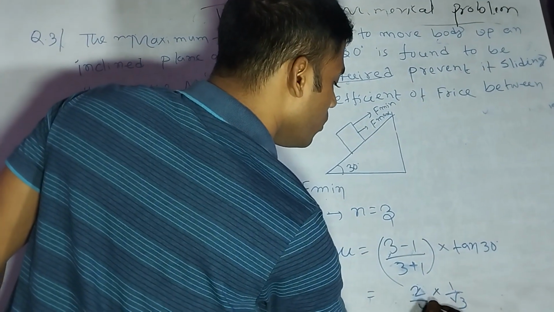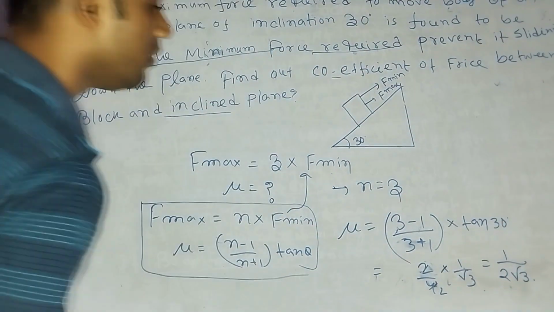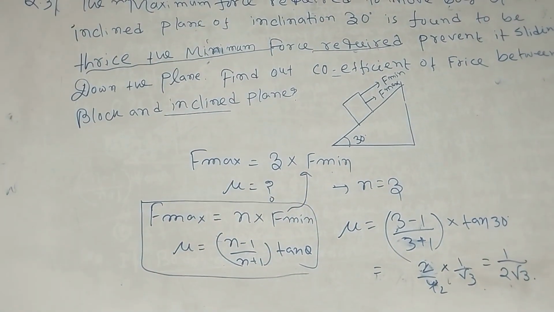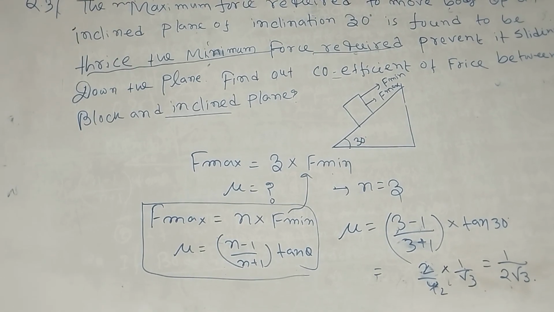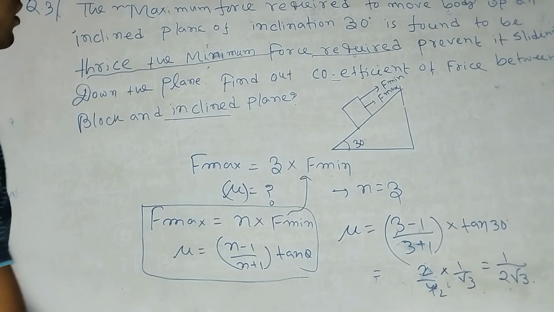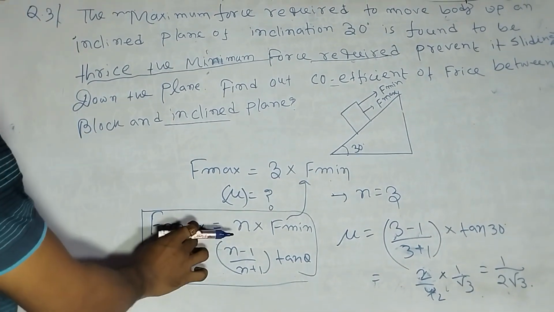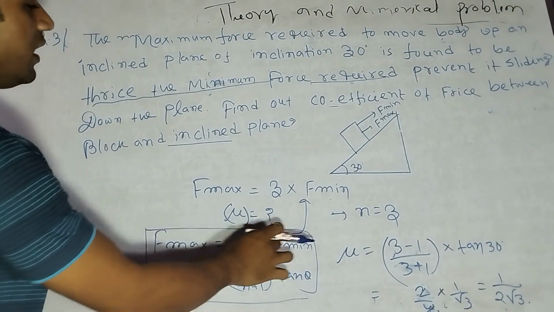So the answer is 1 by 2 root 3. This is the minimum force and maximum force question. The maximum value is thrice the minimum force, and you calculate mu, the coefficient of friction. Then we know that F max is equal to n times F minimum. We compare these two equations, and the n value is 3.